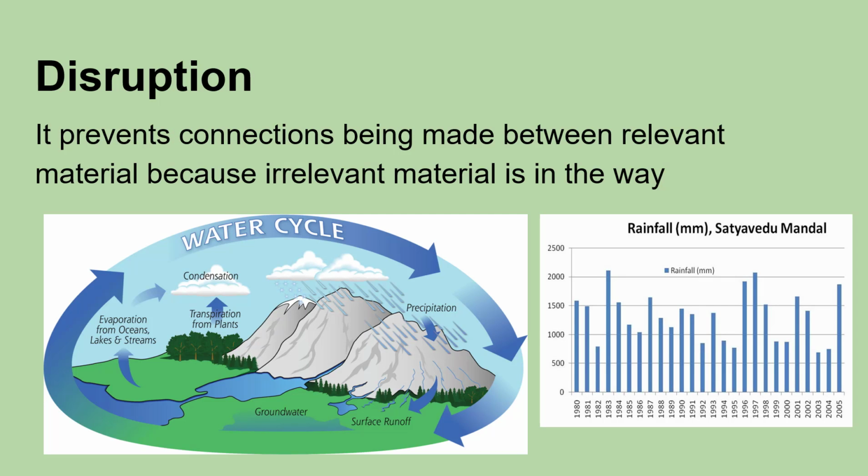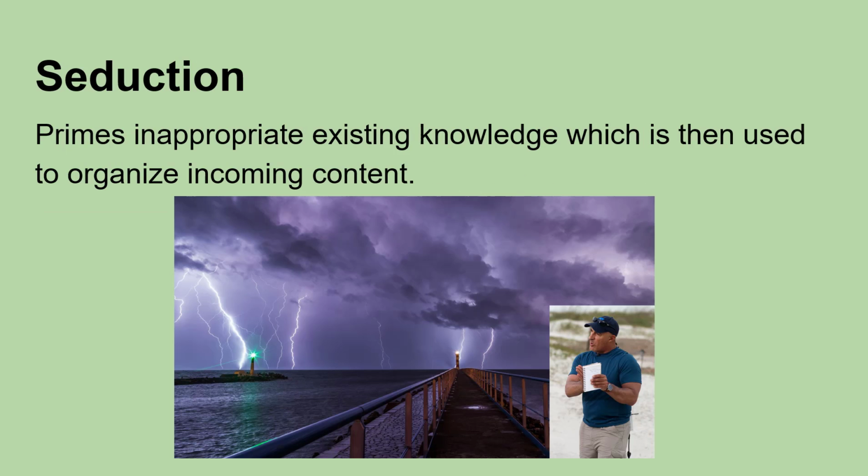Disruption, where a graphic prevents connections being made between relevant material because irrelevant material is in the way. For example, if these two images were pictured side by side in a lesson about the water cycle, the rainfall graph would be the disruption. Seduction, where a graphic primes inappropriate existing knowledge, which is then used to organize incoming content. Let's think back to our lightning example. Inserting a photo of Jim Cantori would be a form of seduction.